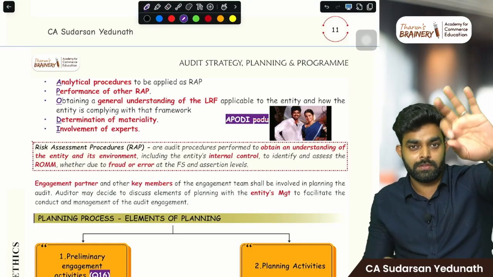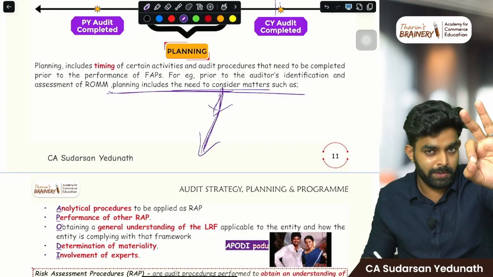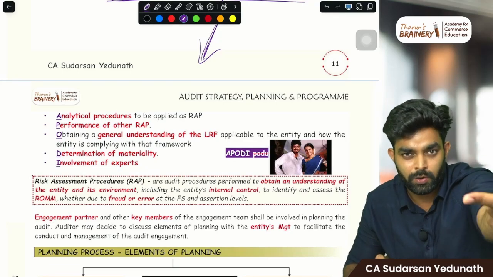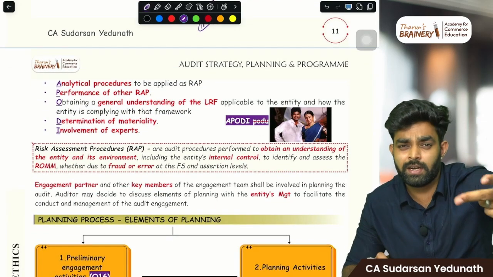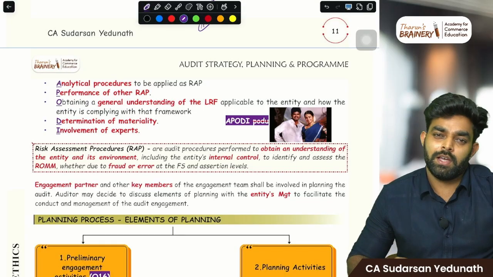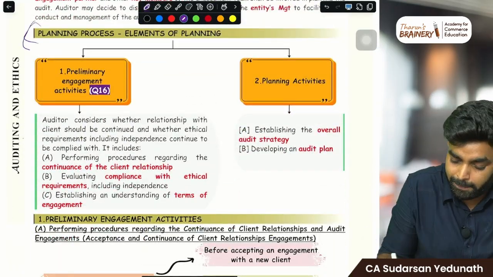So when you are planning the audit, you need to consider the following things. A means analytical procedure. P means performance of other risk assessment procedure. O means obtaining a general understanding of legal and regulatory framework. D means determination of materiality. I means involvement of expert. Keep it in your brain. Then now we'll go with the planning process.